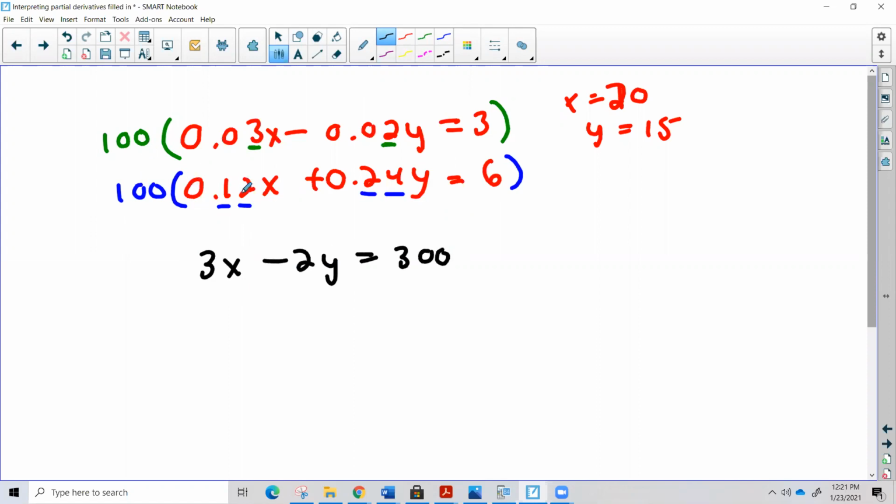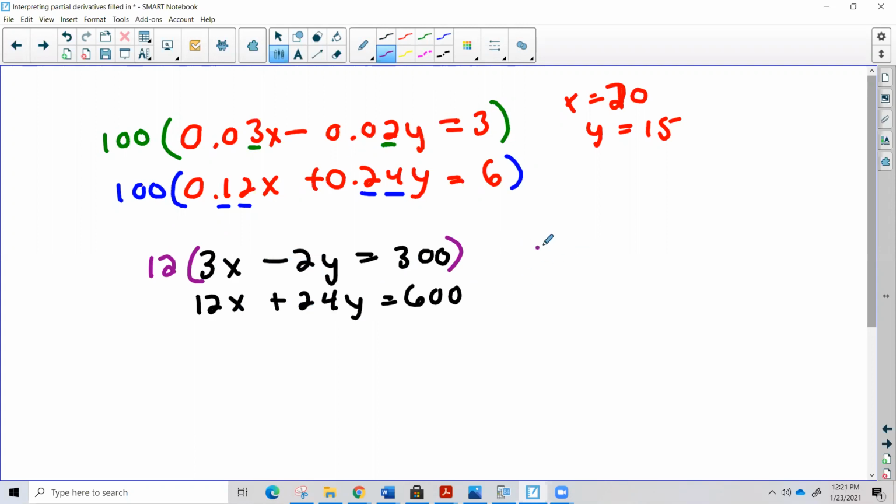And then for the second, 100 times 0.12 is just 12x, 100 times 0.24 is 24y, and 100 times 6 is 600. And now it's easier to figure out, again, I need to solve them by elimination. I can get rid of the x's or the y's. I'm actually going to do the y's because they're opposite sign. And I can make a negative 2 a 24 by multiplying it by 12. And then I don't have to worry about a negative.